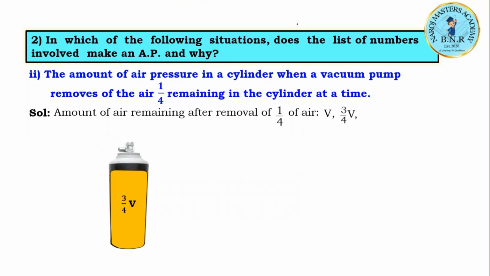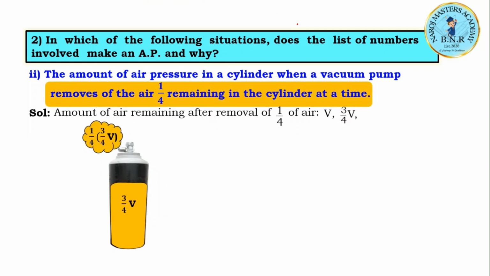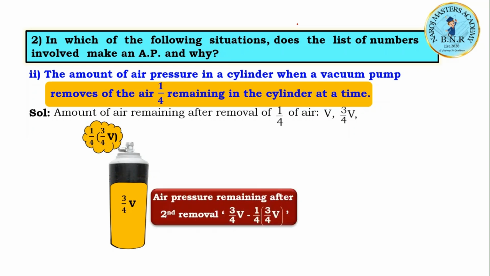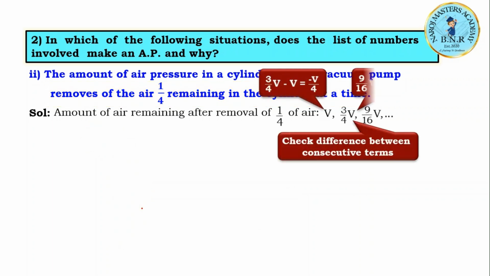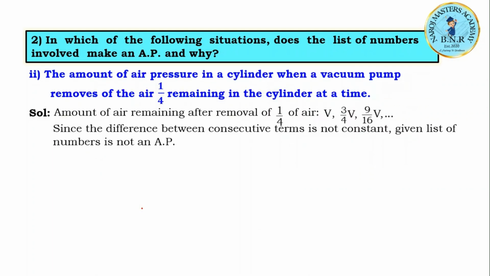Now how much gas is left in the cylinder? 3 by 4 V. Now again subtract 1 by 4 of this value: 3 by 4 V minus 1 by 4 of 3 by 4 V. That is 9 by 16 V, and so on. I know you will face difficulty understanding this question, but the answer is that it is not an AP, because the difference is not the same.